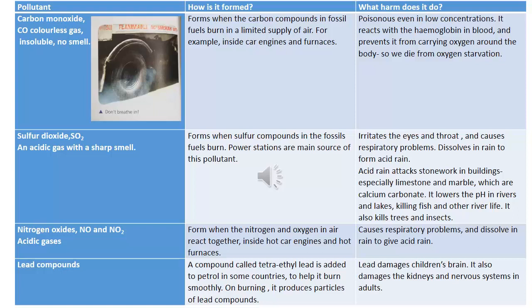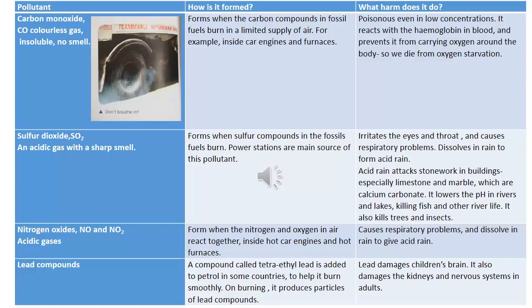The last one is the lead compound. Lead compound, how is it formed? A compound called tetraethyl lead is added to petroleum in many countries. Okay, why has it been added? It is added because it burns smoothly. It helps the fuel to burn smoothly.